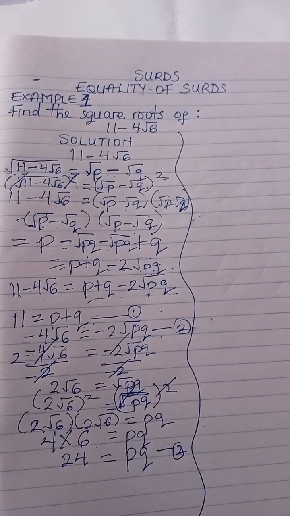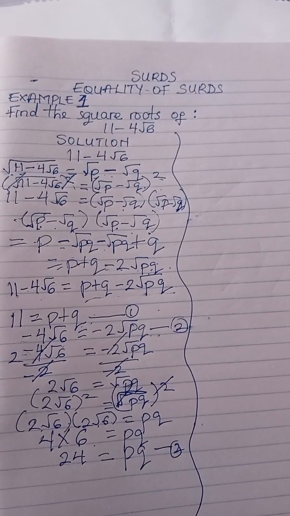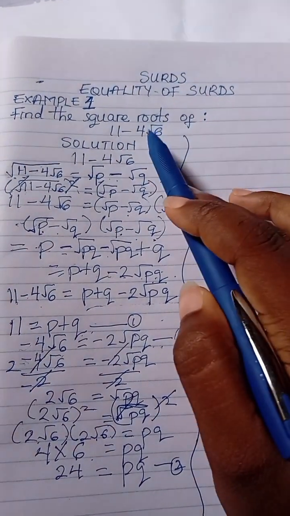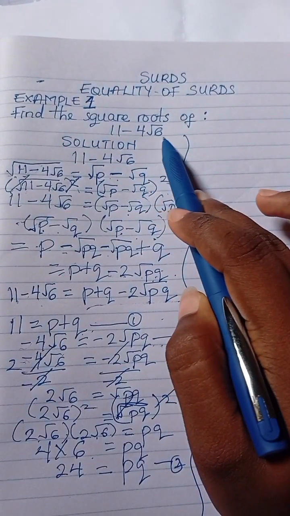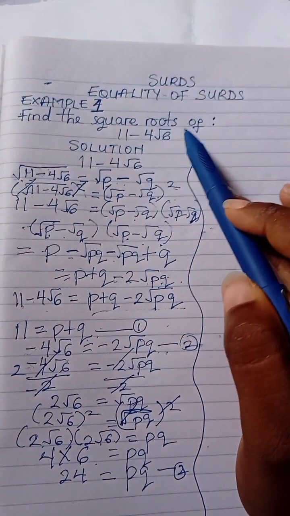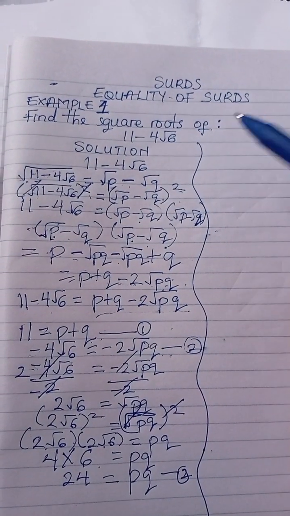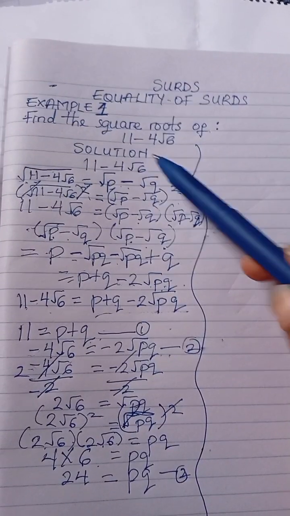And this part of Surd is the one that WAEC loved the most, because this is a solid 12 mark question like this. This 11 minus 4√6. Most of you might think that it is something simple and won't take time, but it's going to. So let's just move straight into the solving.